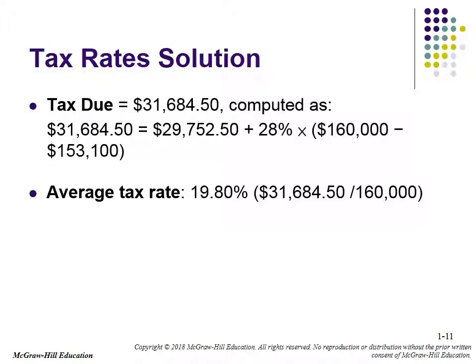Because their income is taxed at different rates as it increases, and you can see that on page 1-6, the first range of income is up to $18,650. Everybody's income in that range is taxed at 10%. Income in the range $18,650 to $75,900, if you're married filing joint, is taxed at 15%. So not all of their income is taxed at 28%. Some of it was taxed at 10, some at 15, some at 25, and now this little part is being taxed at 28%. So their average tax rate is that computation, or 19.8%.